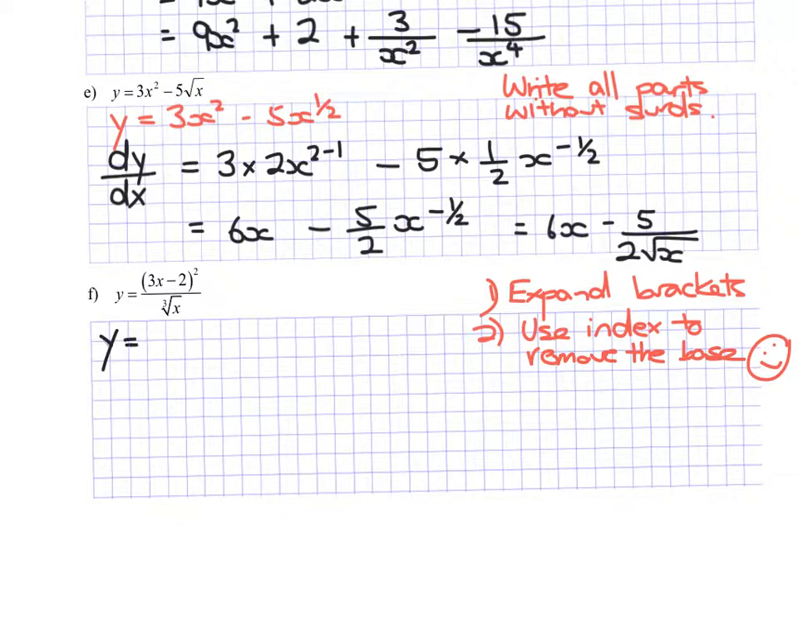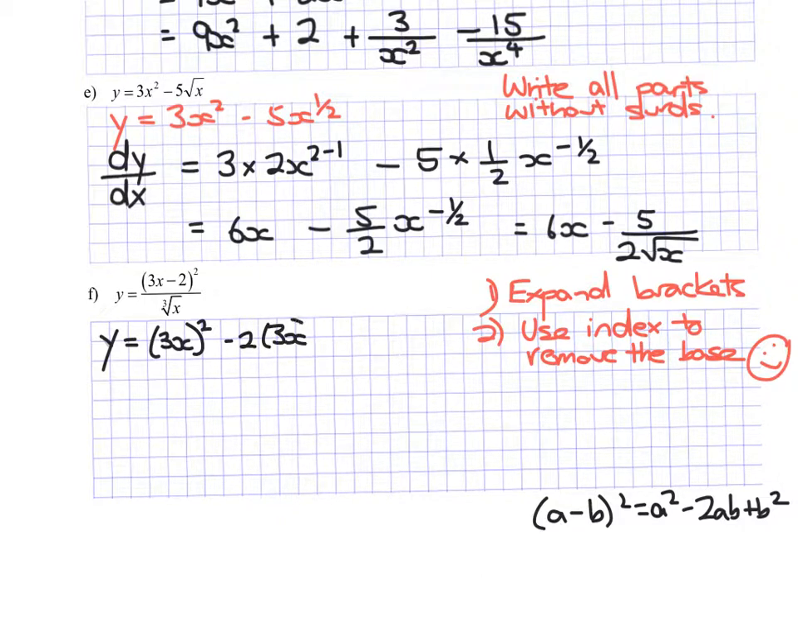y equals, let's expand. So this is perfect squares. We're going to use the formula a take b all squared equals a squared take 2ab plus b squared. So that is going to equal 3x squared. Remember, it's all squared, so it's going to be 3x all squared take 2 times 3x by 2. Not by negative 2, because it's negative 2 times a times just b, which is the number after the negative sign, plus b squared, which is plus 2 squared.